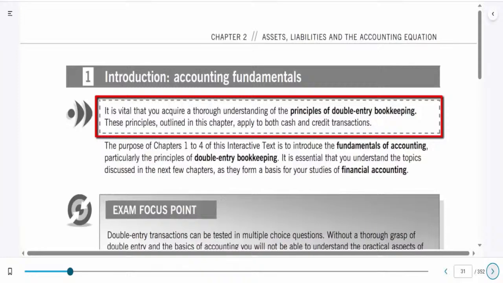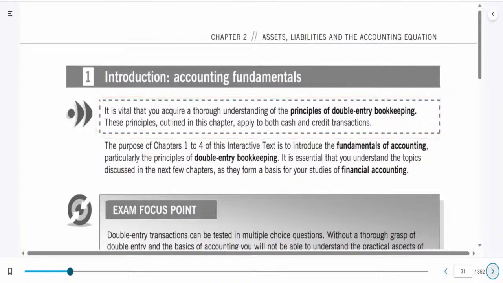So this chapter will introduce you to these double entry principles, which work for both cash and credit transactions. Whether a company is paying immediately with cash or agreeing to pay later on credit, the double entry system is applied. By learning these basics, you'll get a strong foundation in accounting.